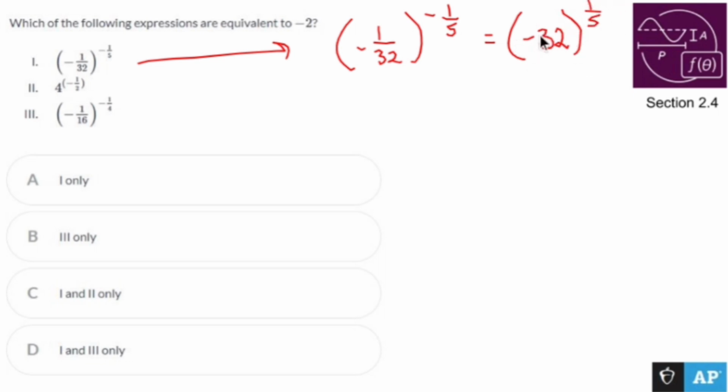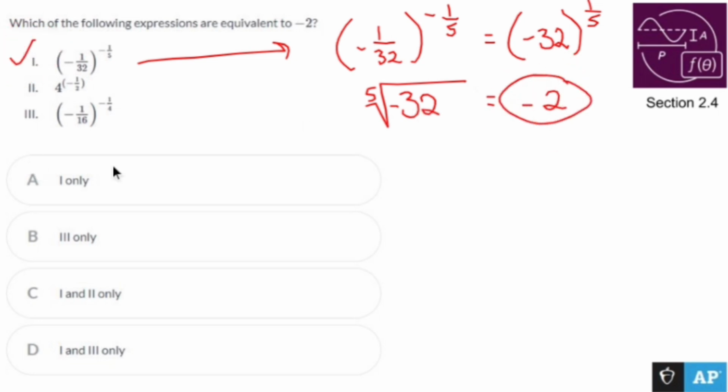Now, when you take a number to a fractional exponent, the denominator is going to be a root. So this is asking for the fifth root of negative 32. The fifth root of a negative number is still negative. What times what times what times what times what is 32? Negative 2 times negative 2 times negative 2 times negative 2 times negative 2 is negative 32. So 1 does pan out. Cha-ching! 1 does pan out.